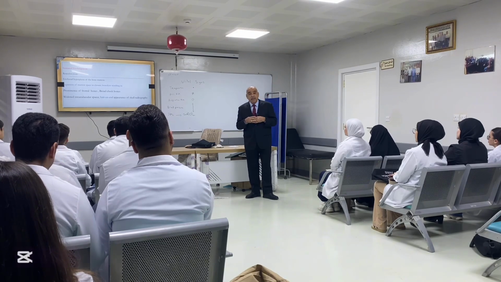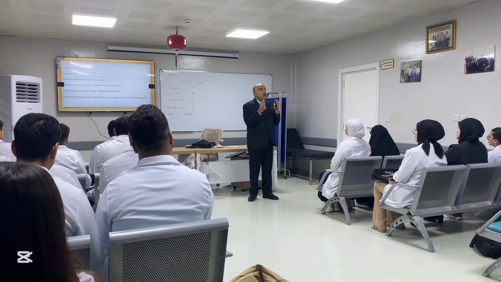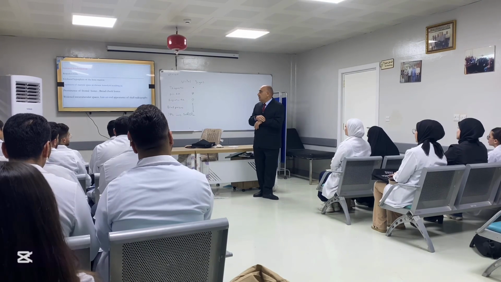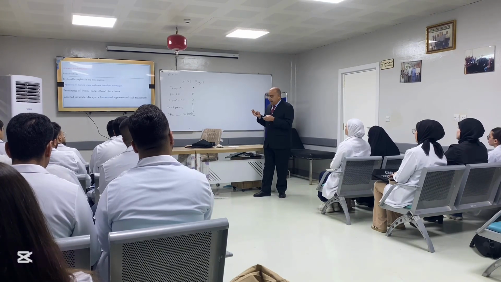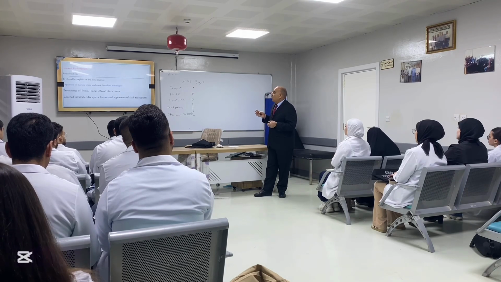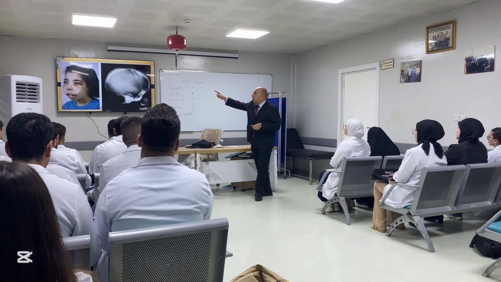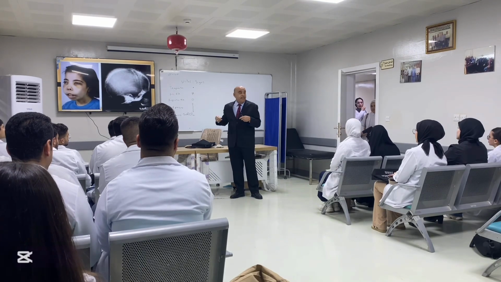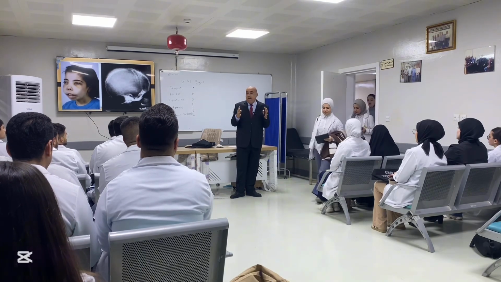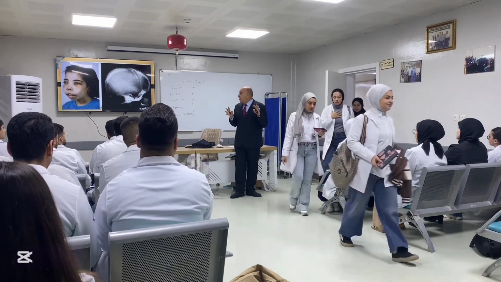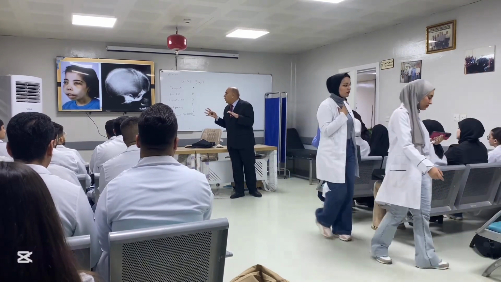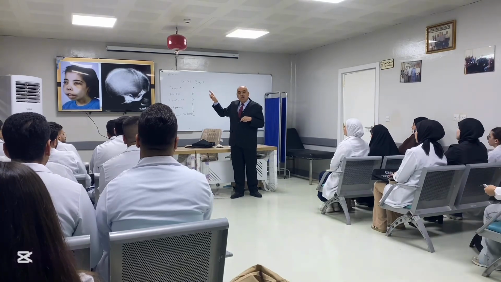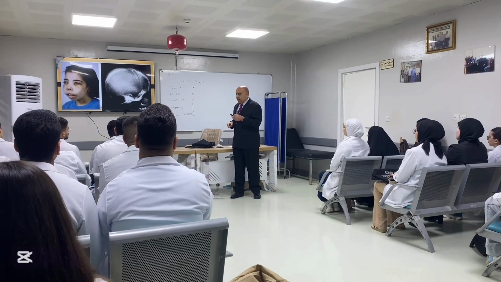And this will lead to over-expansion of the bone marrow due to the destruction of the RBC cells. Here we will see prominence of the frontal bone, and as you see, prominence of the frontal bone and broadening of the cheekbone, in addition to the over-expansion of the bone marrow, which will lead to the hair-on-end appearance on the skull X-ray.